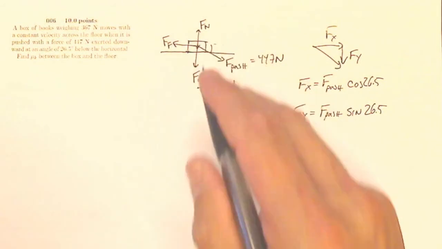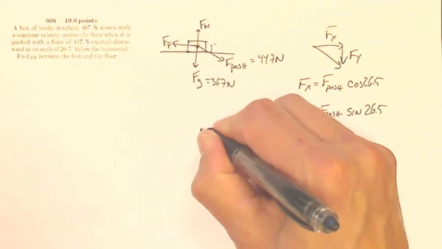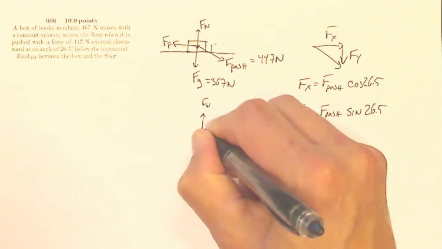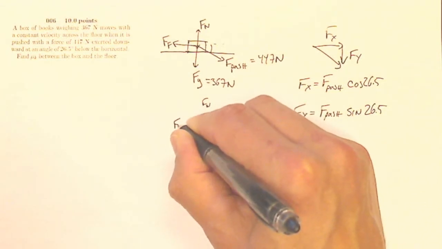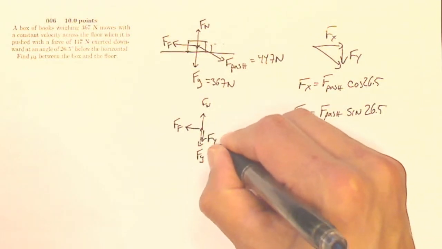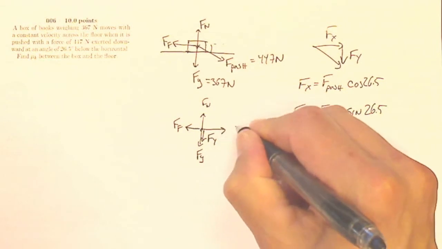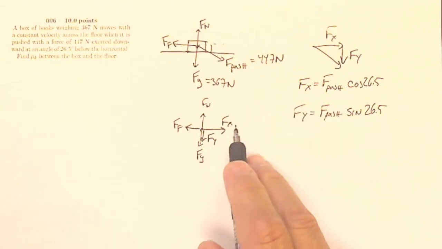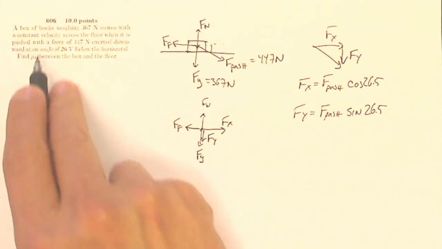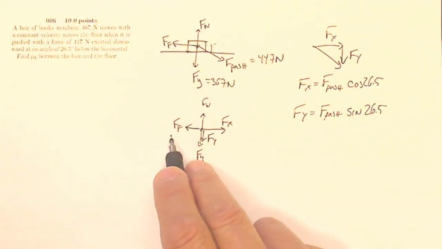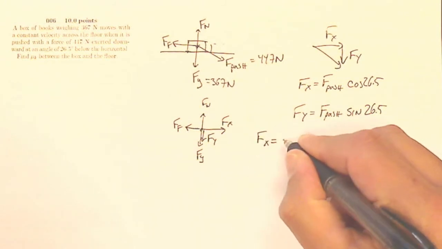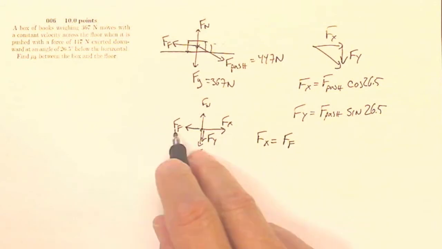So now I could redraw my free body diagram, and what I've got is a normal force up, I've got gravity down, I've got friction to the left, I have my Fy, which is also down, and I have my Fx, which is to the right. It's moving at a constant velocity. That's good to know. That means that my Fx is going to equal my Ff, because all the forces are balanced.